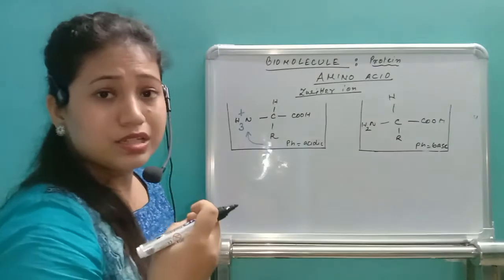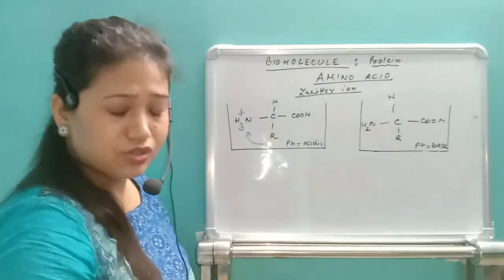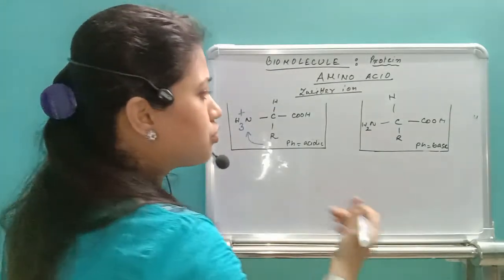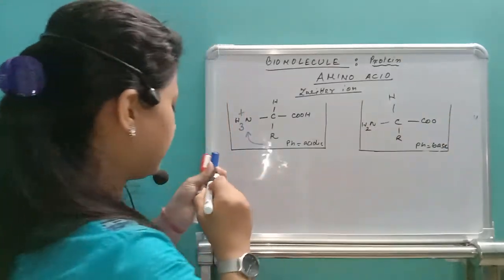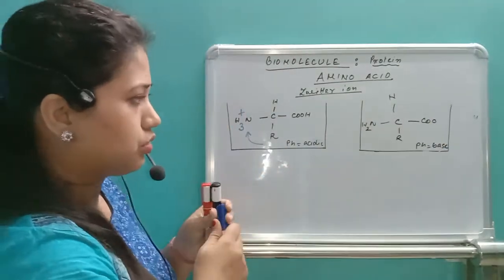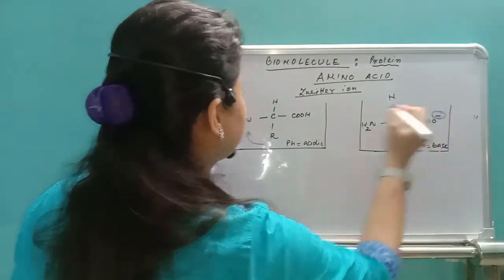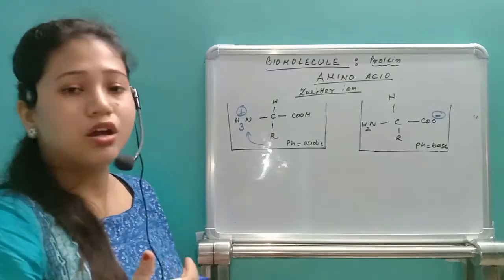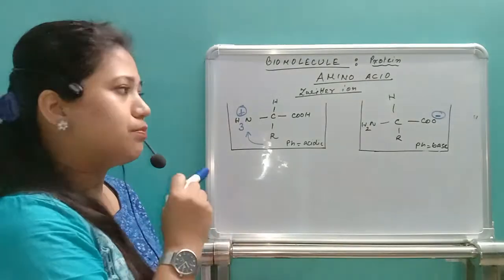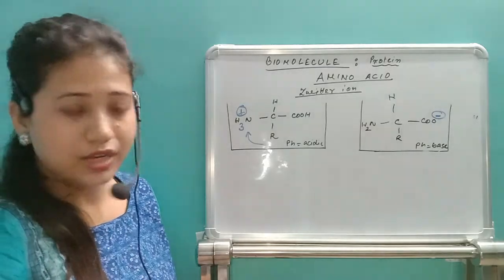So what will happen in this basic solution, in the basic pH, it will take a proton from it. So that's why hydrogen will be taken from here and we will develop a negative charge. Okay, so here in this carboxylic acid group, we'll have a negative charge. So you have seen that in the acidic pH, the amino acid develops a positive charge, and in the basic pH it will develop a negative charge, right?